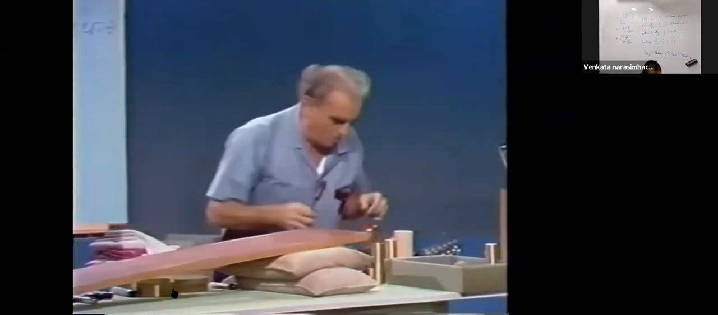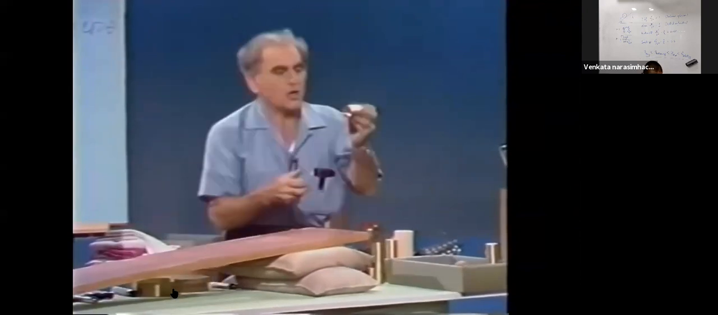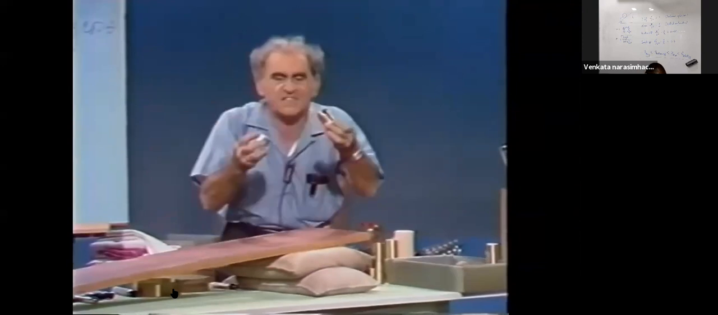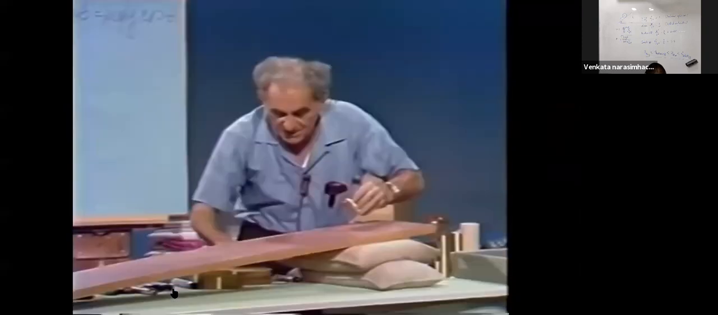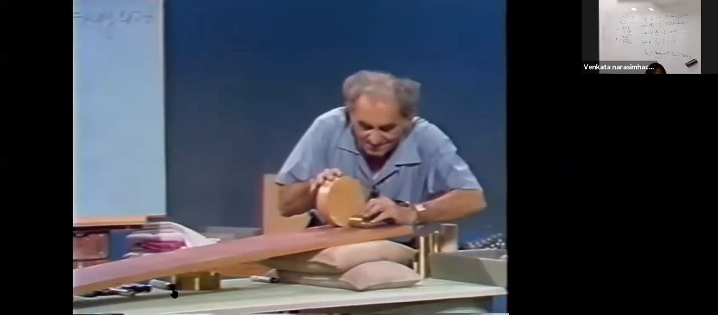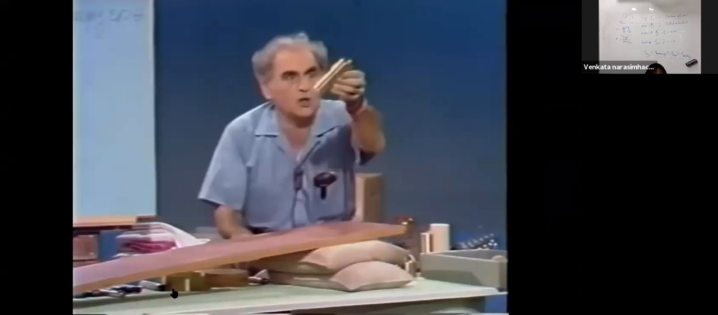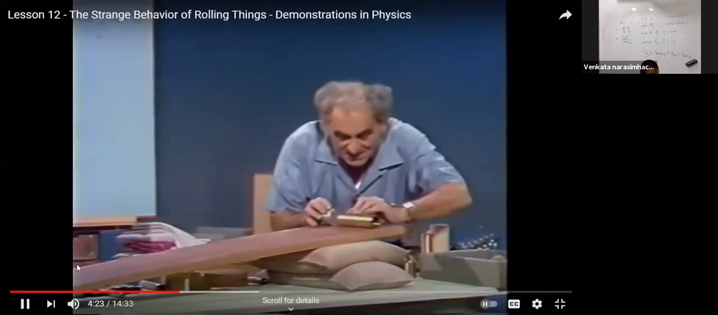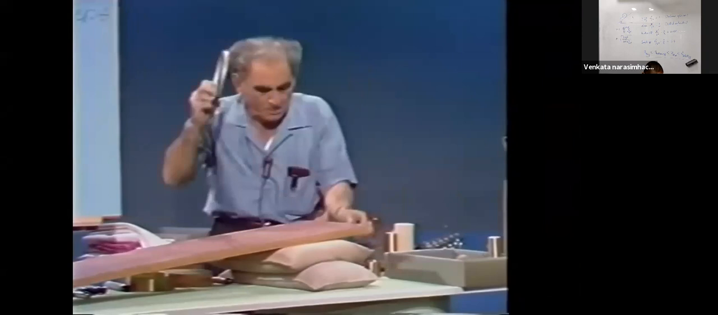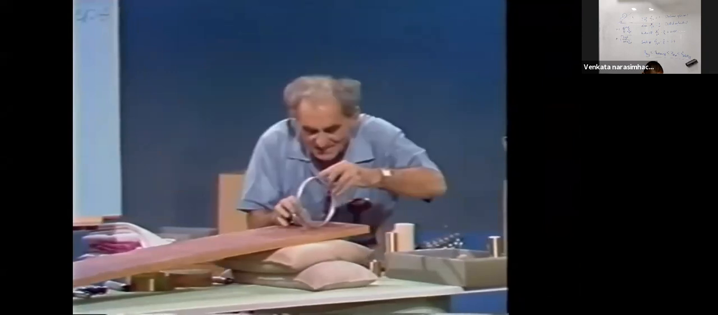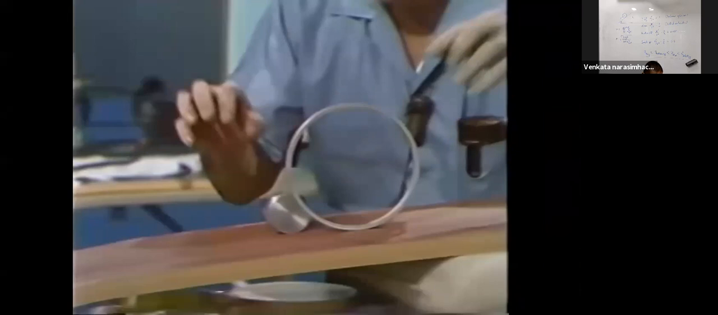Let me take another hoop. Here is a hoop. Well, it's a long one with a long axis, but it's a hoop. And here is a disc. Watch now. This disc is beating this hoop. Here is another hoop and another disc. This disc is beating this hoop. Let me take another hoop and a disc. This disc is beating this hoop.